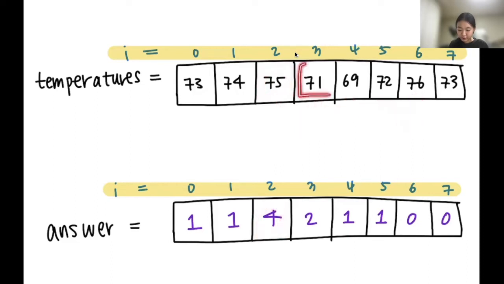Now, if we look at day 3, if we wait 1 day, we get a temperature that's lower, another day higher. So we are waiting 1, 2 days. That's why we have 2 right here. And that is how the pattern goes on for the rest of the elements.